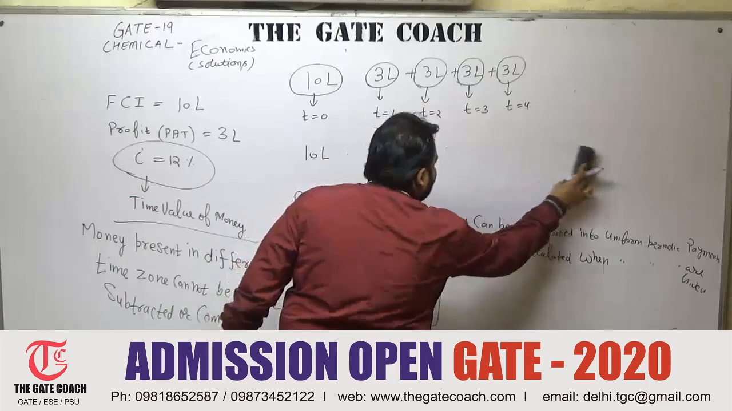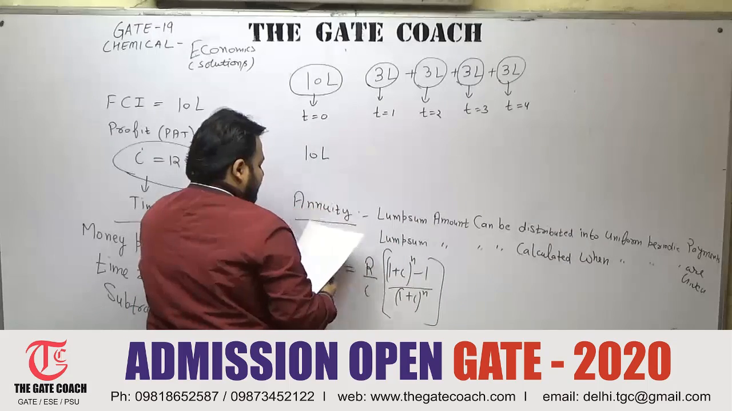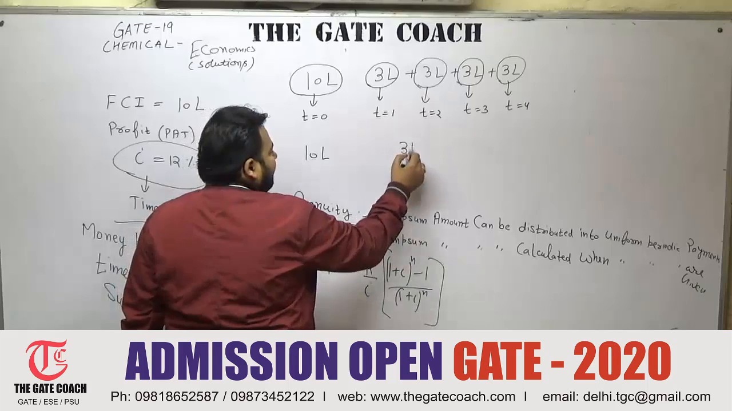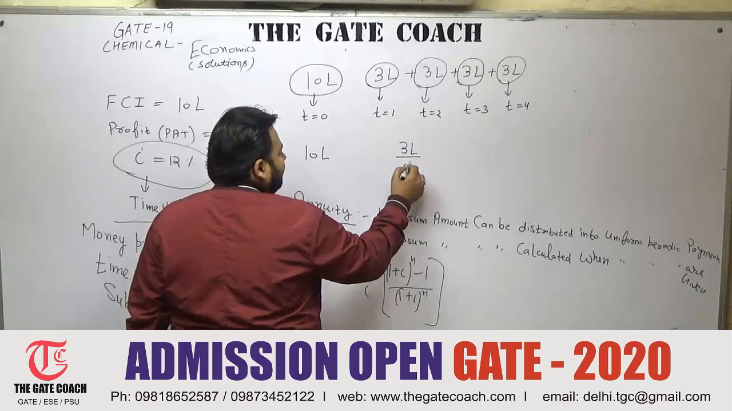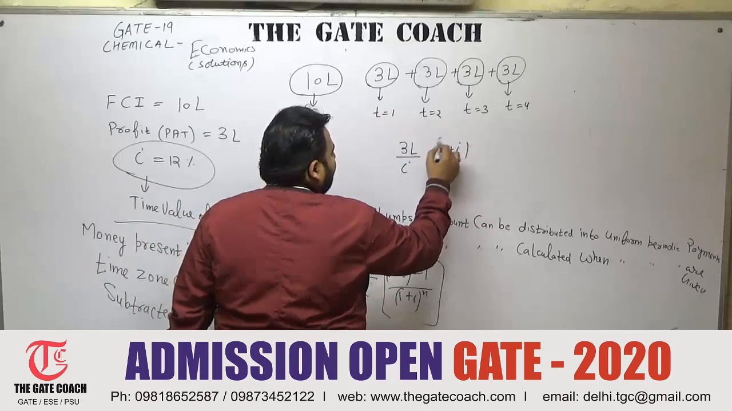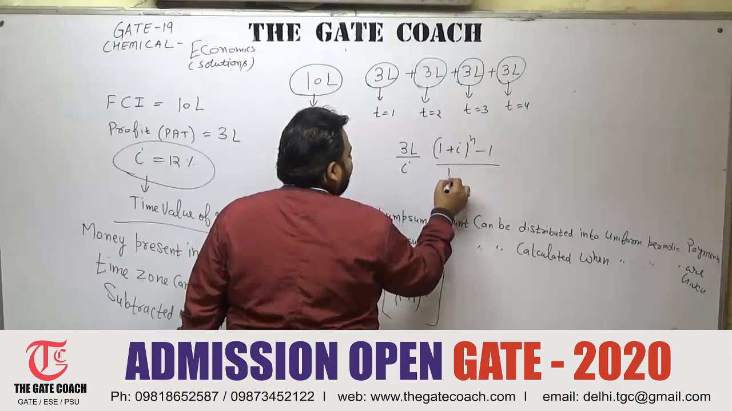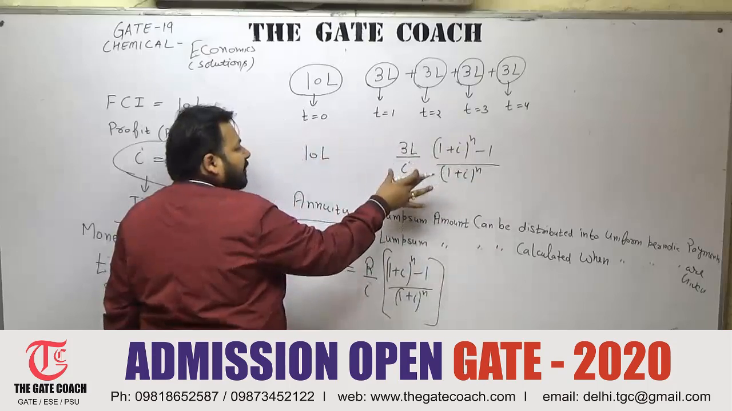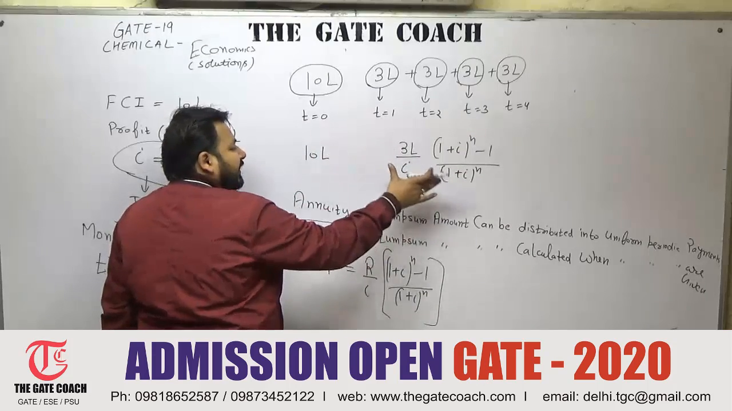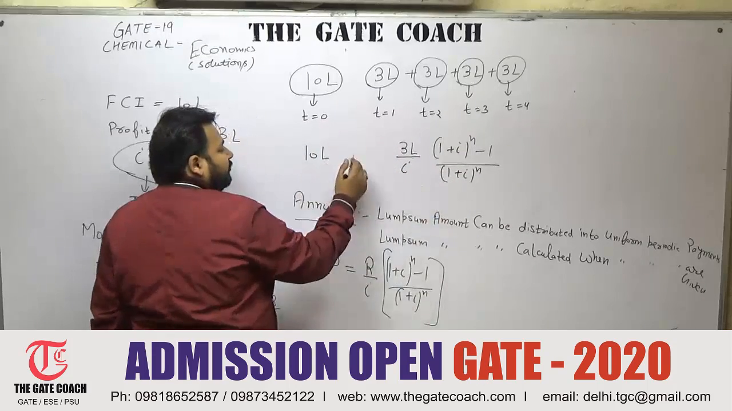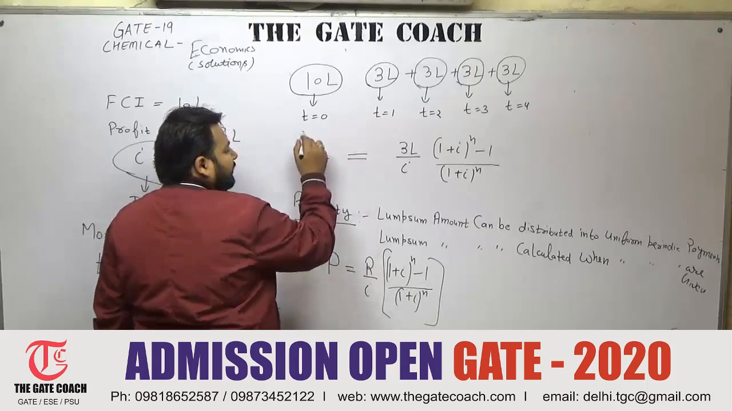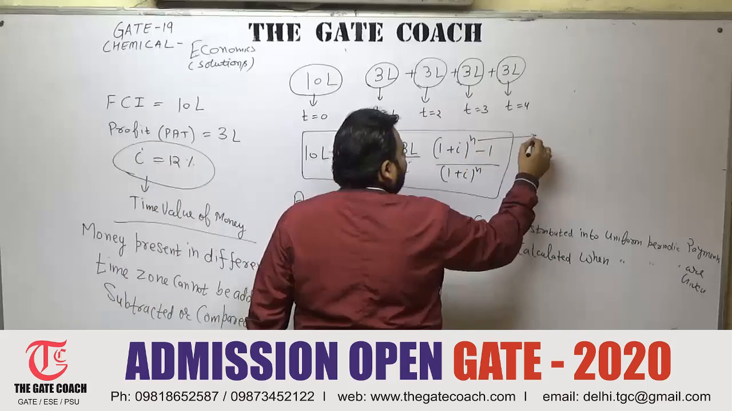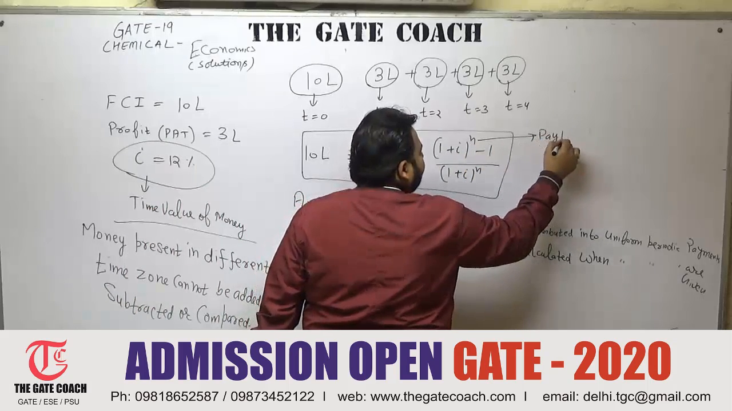Instead of calculating them individually, I will just apply this formula, which says R by I, times (1 plus I) to the power n minus 1, divided by (1 plus I) to the power n. So that becomes the lump sum amount in the present time. And when this lump sum amount becomes equal to 10 lakh, when they both become the same, then n becomes the payback time.